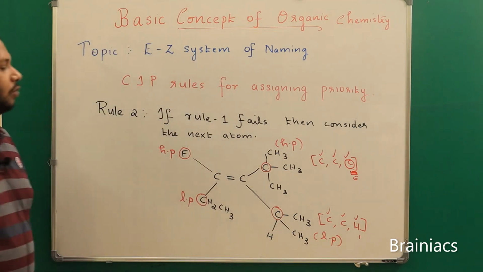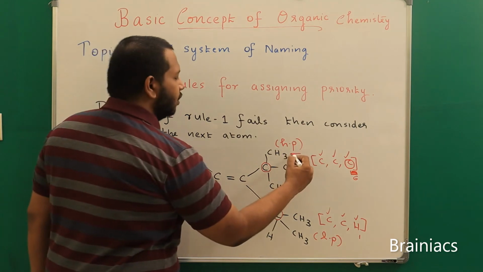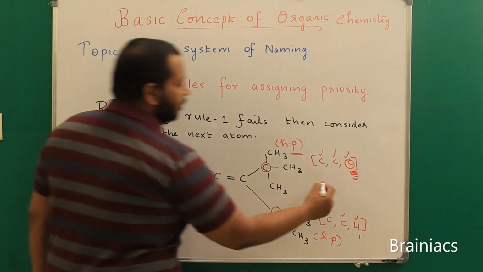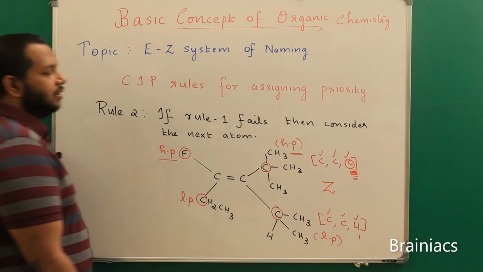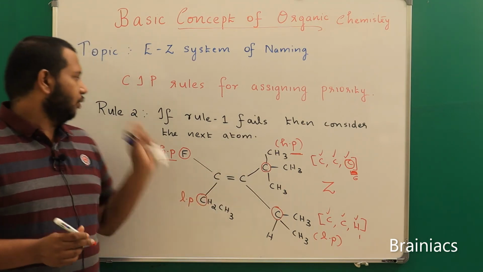Now say what sort of system is this one? High priorities are on the upper plane, both are on the upper plane. So it should be what sort of system? It should be a Z system. Clear? I hope you understood rule 2.